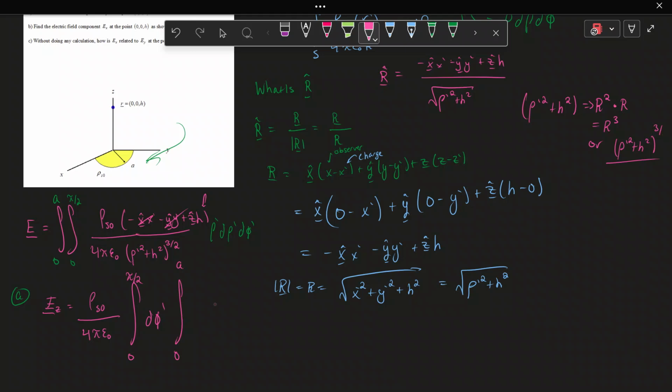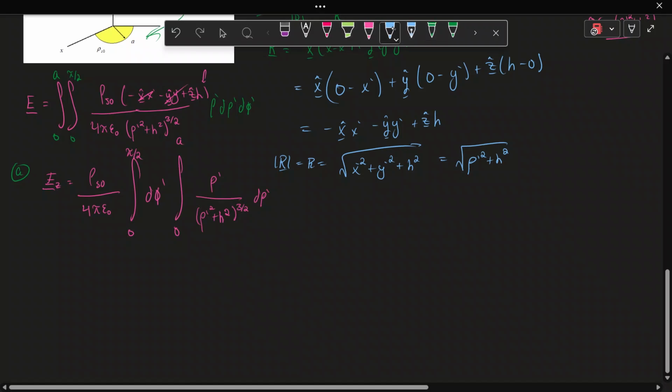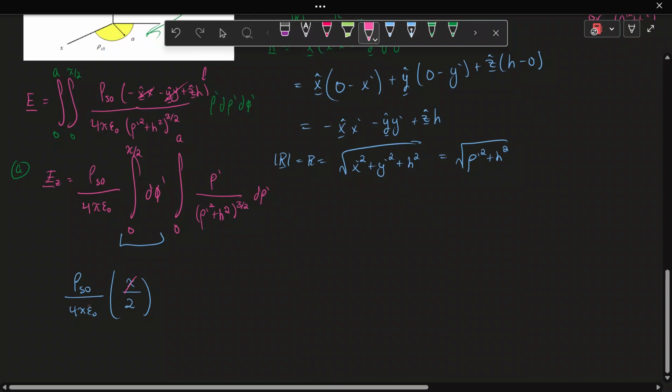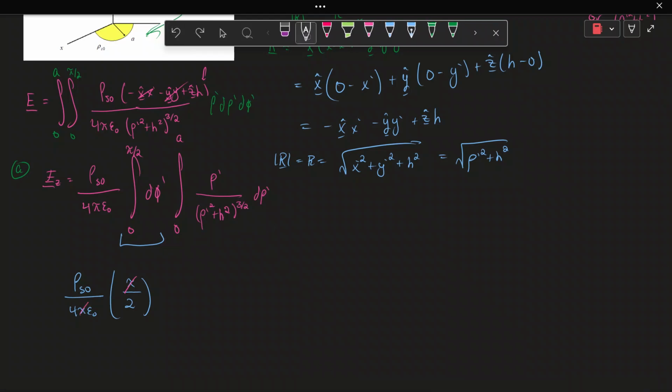0 to a is going to be rho prime divided by rho prime squared plus h squared. Again, don't forget the square there. The power of 3 over 2 d rho prime. Let's take this step by step. The integral of d phi prime from 0 to pi over 2 is pi over 2. So we're left with rho s 0 over 4 pi epsilon naught, times pi over 2. Okay, well, we can get rid of the pi's here. And now we have to take the integral of this monstrosity, and this is in our table of integrals.